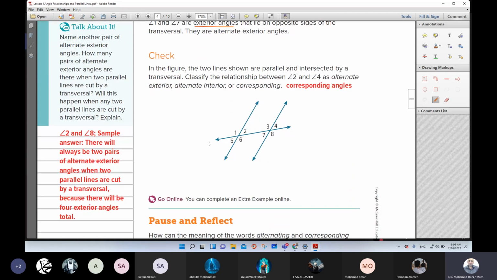In the second example, in the figure, the two lines shown are parallel and intersected by a transversal. Classify the relationship between angle 2 and angle 4. This is 2 and this is 4. And 2 and 4 will be corresponding angles.